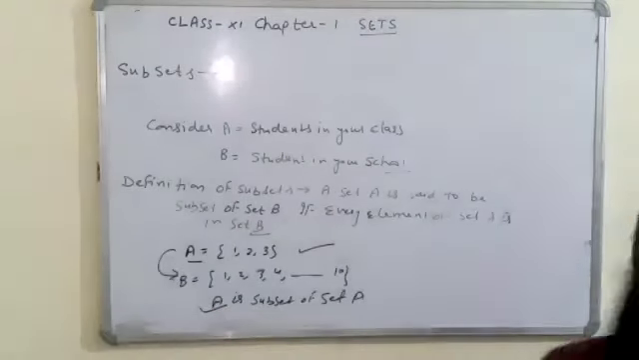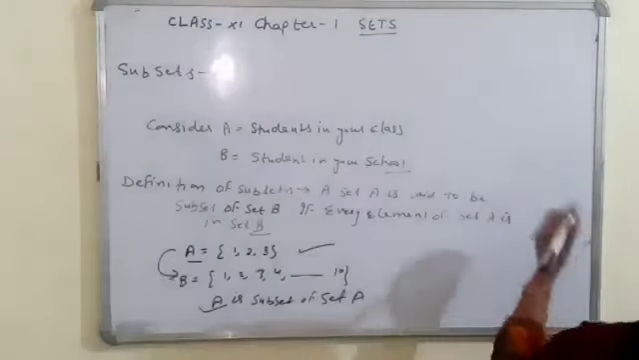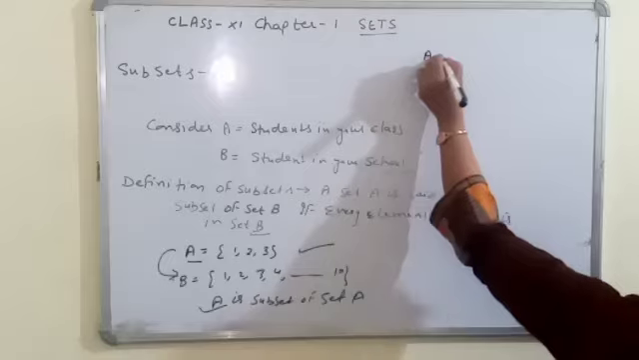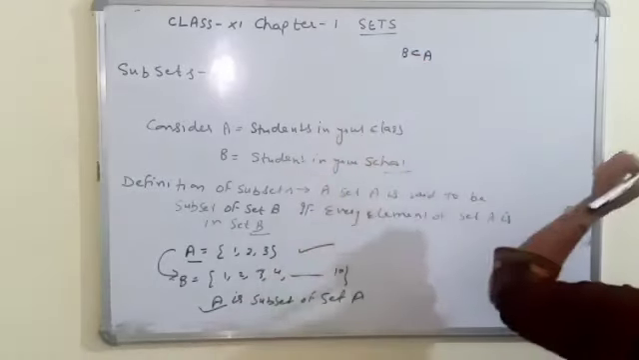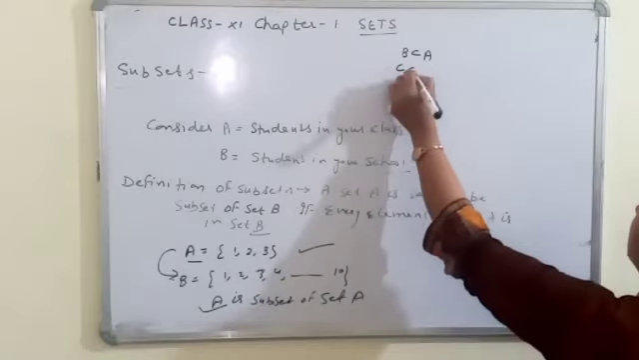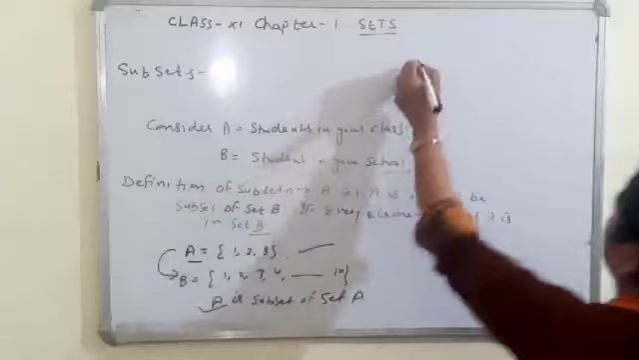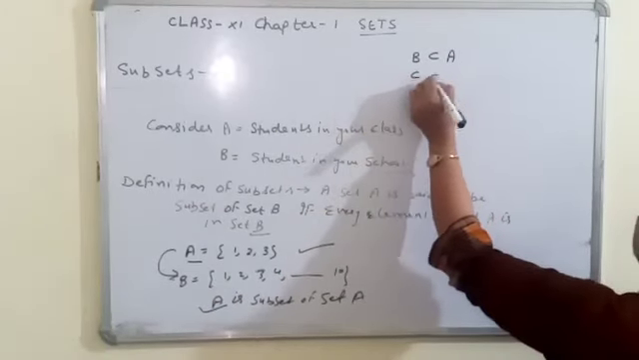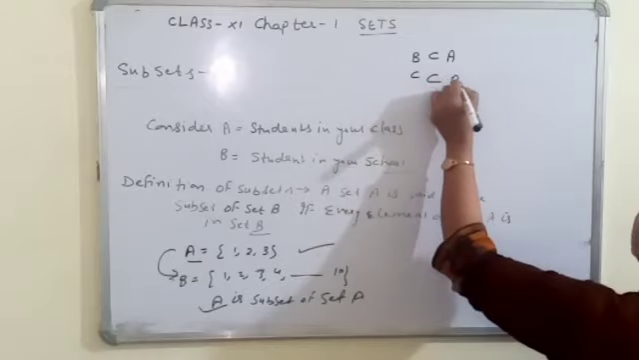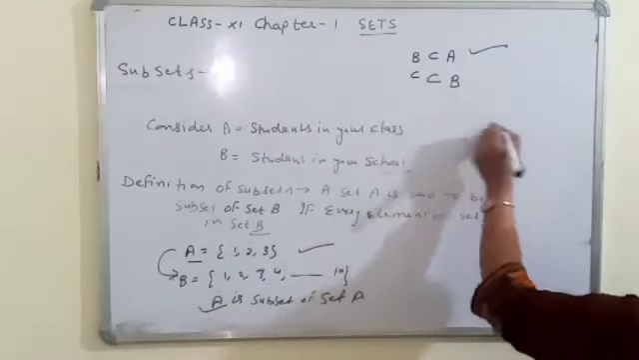Let's take one more example. Suppose we have three sets, A, B and C. B is a subset of set A, and C is a subset of set B. Let's understand it by one figure.